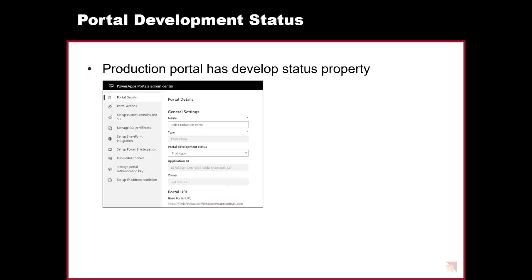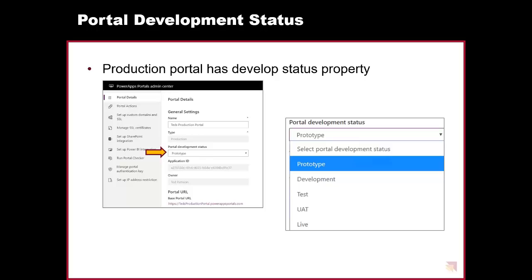Now, once we've gone through that process and we have moved to production mode, there's this new property which is called Portal Development Status. So this is basically for developers, and the idea is that it starts at prototype, but you can move it through development, test, user acceptance training, and live.